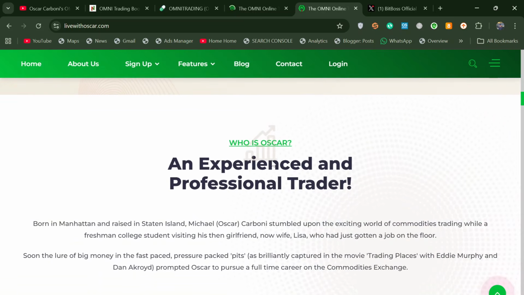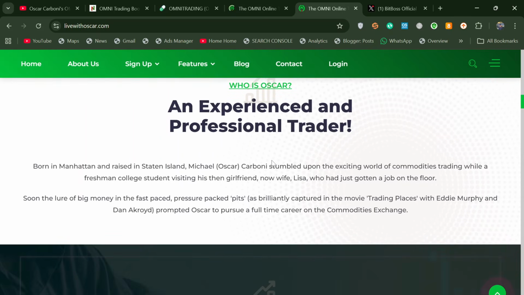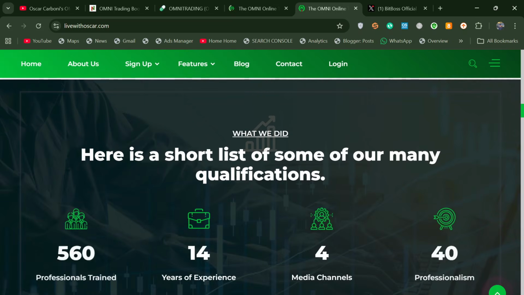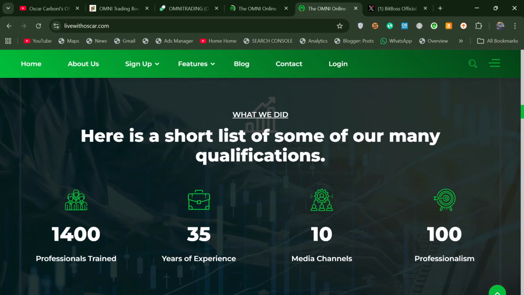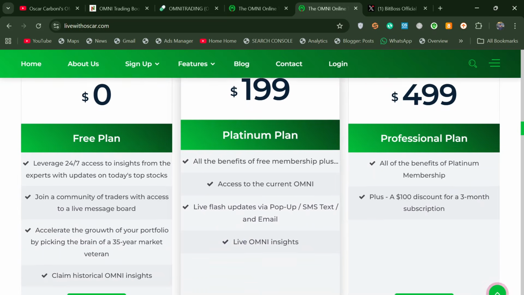Below you can see who Oscar is, an experienced professional trader who has worked in this market for around 39 years. And here is a short summary: 1400 professionally trained students, 35 years of experience, 10 plus media channels, and professionalism. Below you can see that some membership plans are also available.